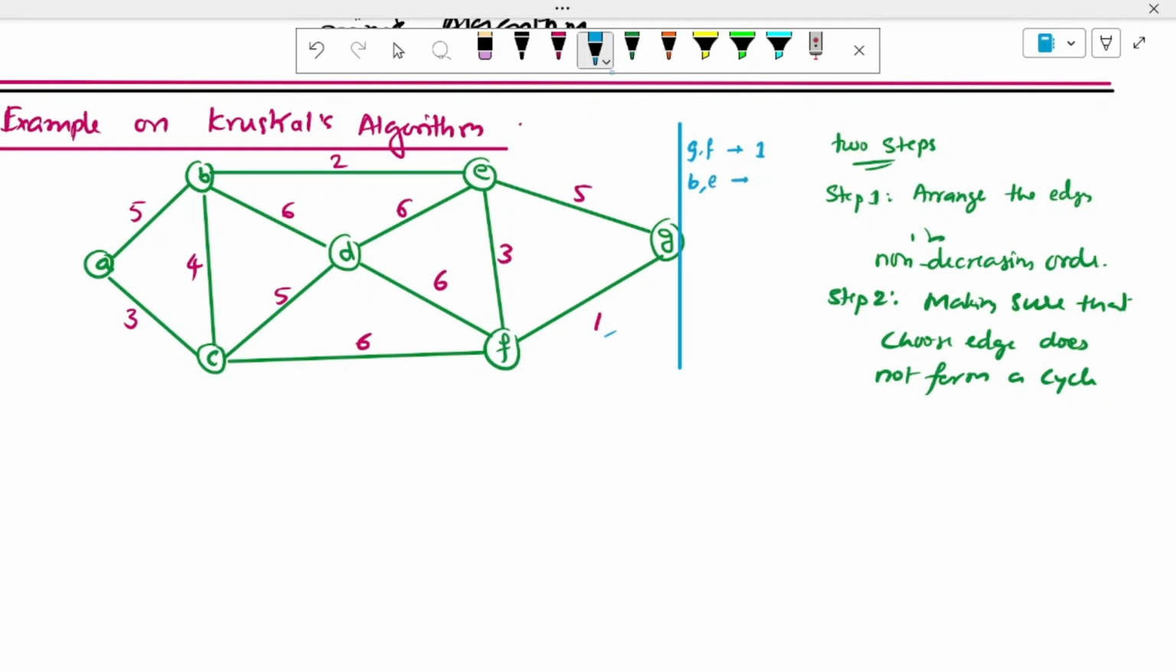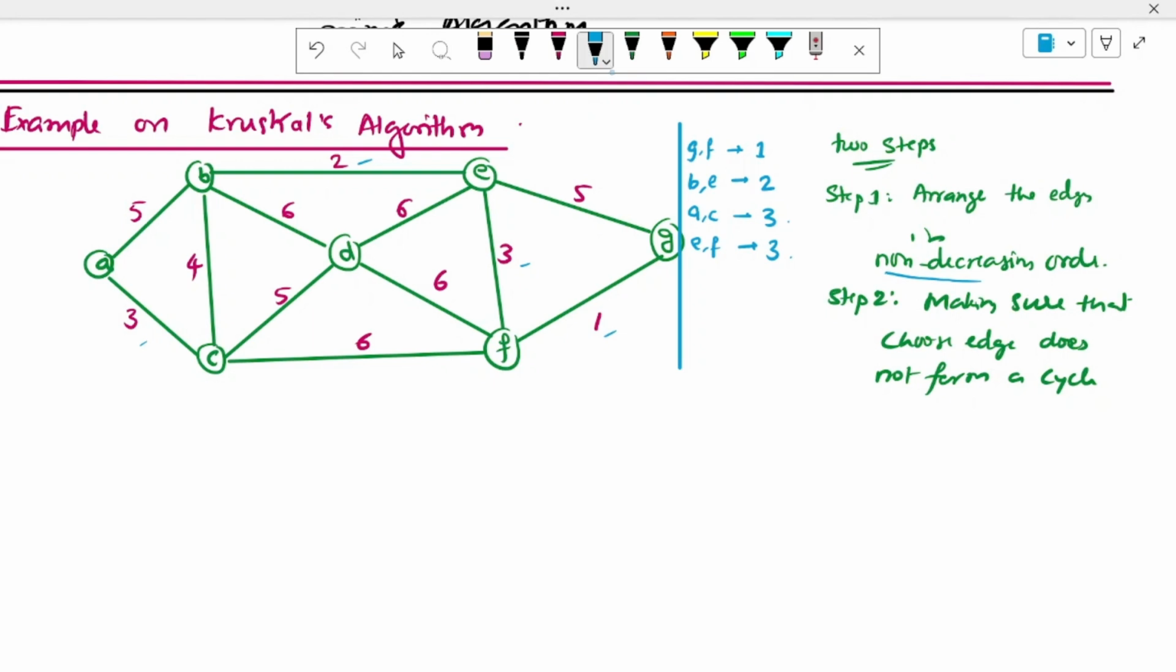Now BE is going to be 2, and then the next. This is done. And then we have got two edges with weight 3. So A comma C, this is 3. This is done. And E comma F, this is 3. Now if you say increasing order, we cannot write 3 and 3 here. But if I say non-decreasing order, it just makes sure that the next number I am writing is not less than the number I have written previously. That's all. So we are using non-decreasing order.